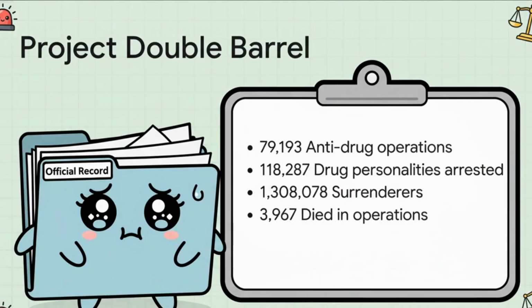Just looking at July 2016 to November 2017 alone, there were over 79,000 anti-drug operations and more than 118,000 arrests. Crucially, the official figures note 3,967 individuals who died during these operations. Now, the OSG comment does acknowledge that independent estimates place that number much, much higher. But it's the unprecedented scale of these events that ultimately trigger the ICC scrutiny for alleged crimes against humanity.